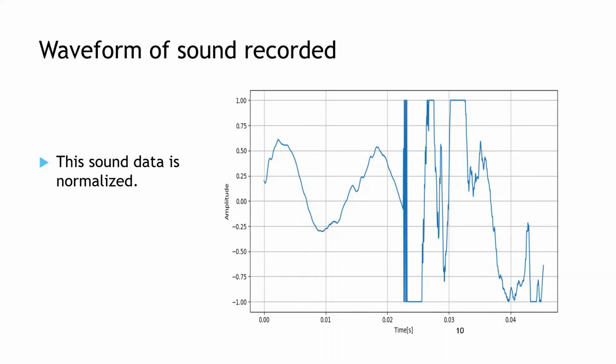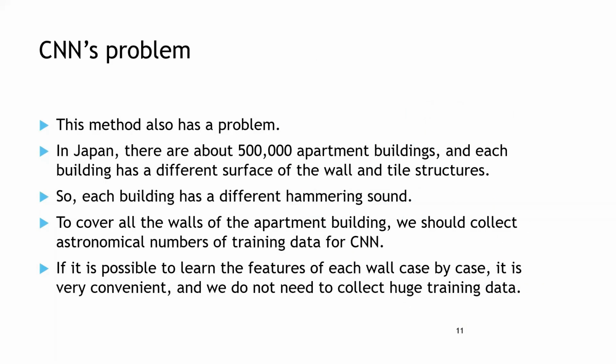This figure shows the waveform of the recorded sound. The power of the wave is normalized and mapped to -1 to +1 to make it easy to handle on CNN. The performance of CNN was better than the K-means algorithm, but this method also has a problem.